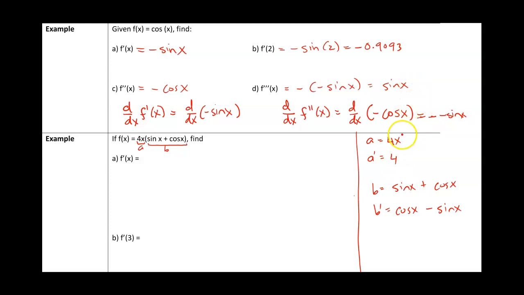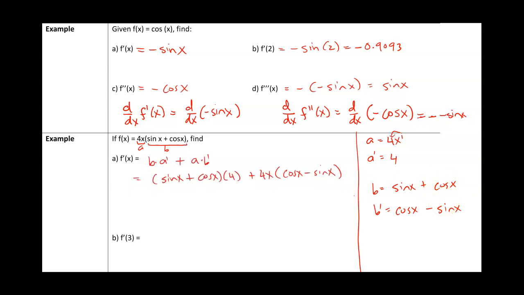Remember, our rule is we take the 1, multiply it with the 4, and subtract 1 from the exponent. So if you have 1x, you take away 1 from the exponent, the x's are gone. So the derivative of 4x is just 4. b is sine of x plus cos x. The derivative of sine is cos x, and the derivative of cosine is negative sine x. So that's going to be our b prime.